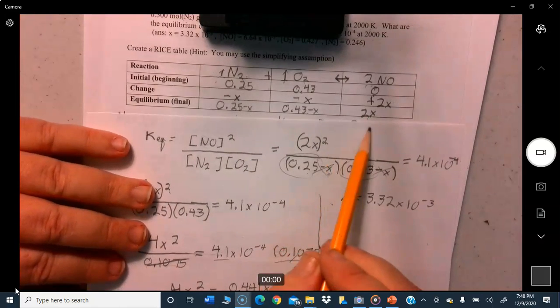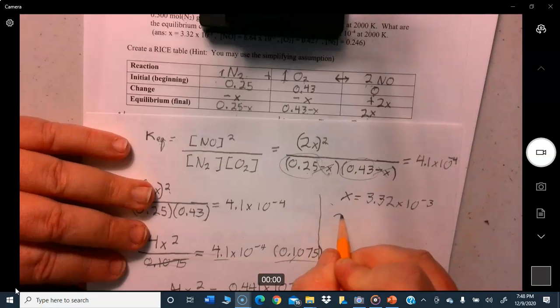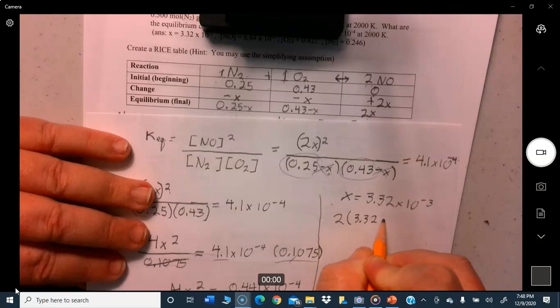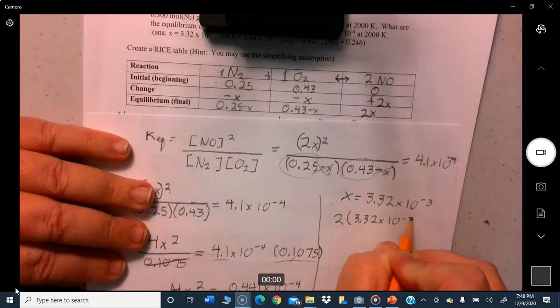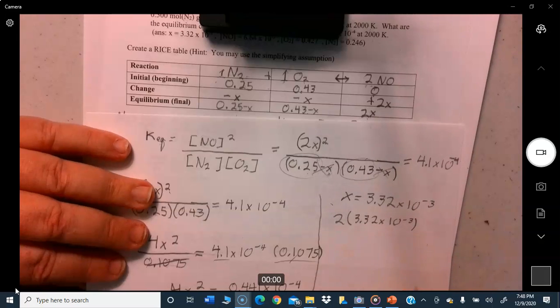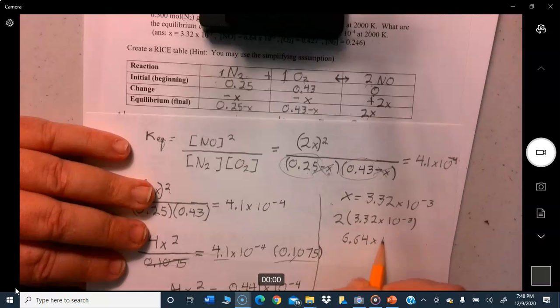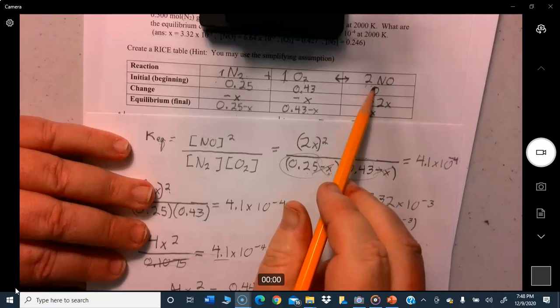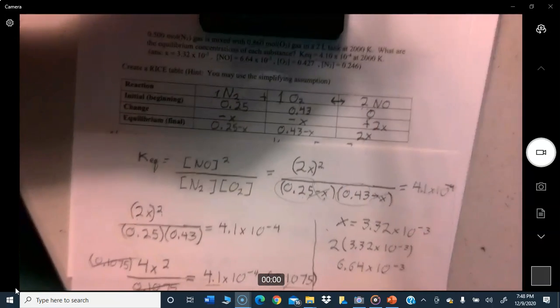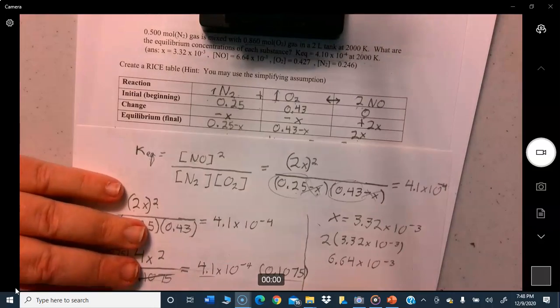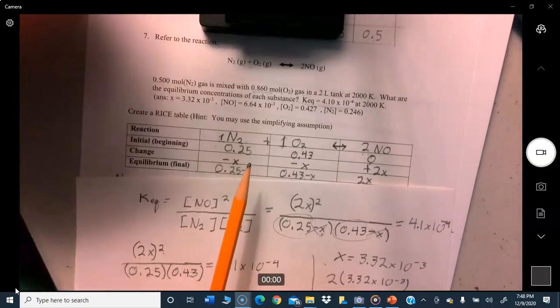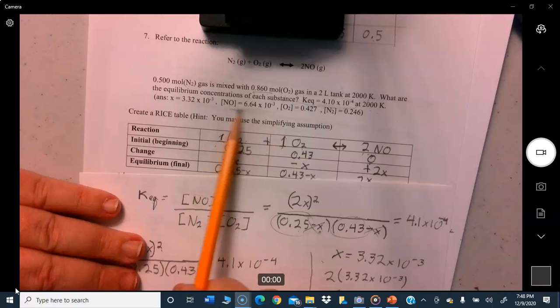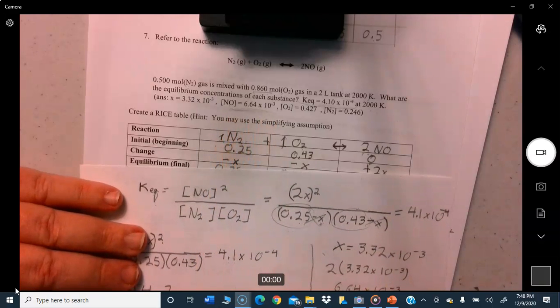And I'm going to start with the easy one, 2x. So it's going to be 2 times this, so this will be 6.64 times 10 to the minus third. That's going to be the concentration of NO. And if we check our answers up above, I'm going to move this so you can see it, that's what we got right there. So that one checks off.